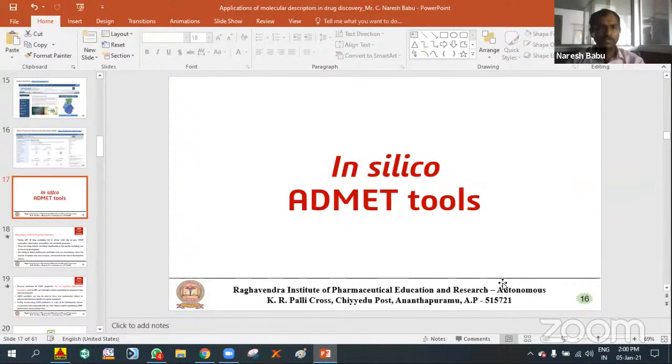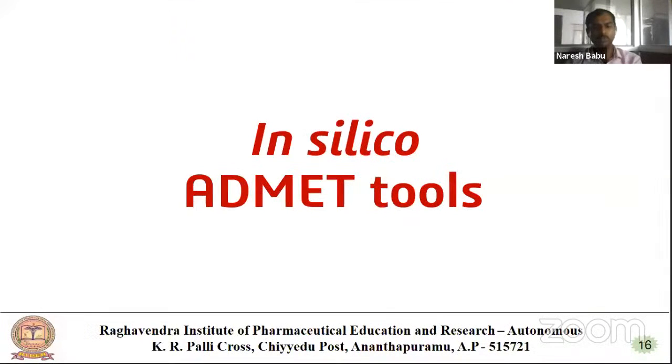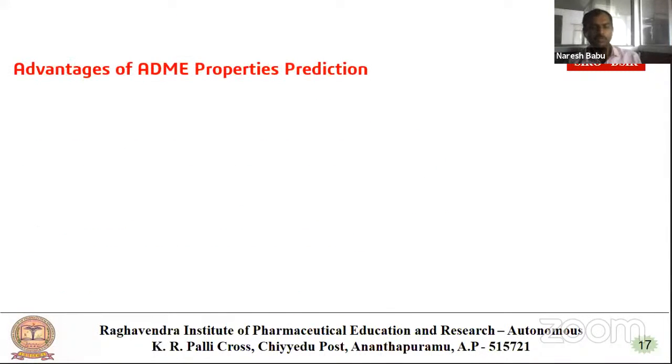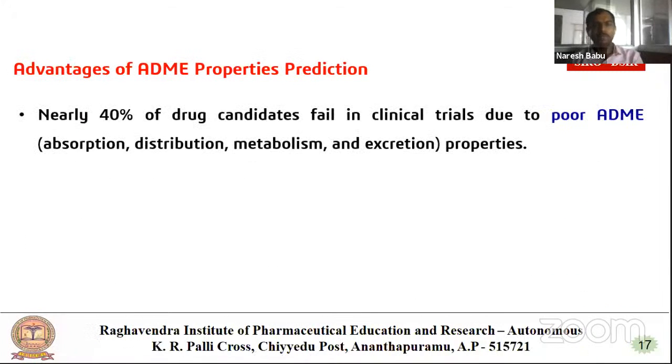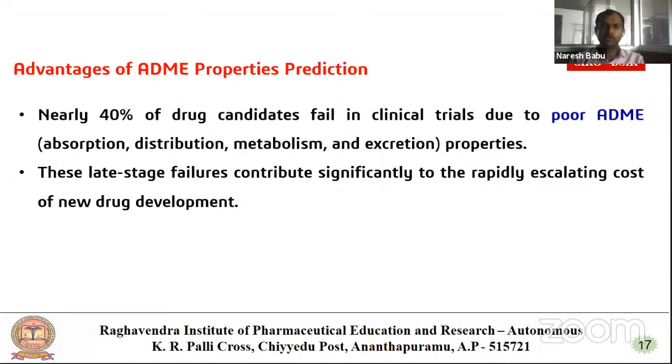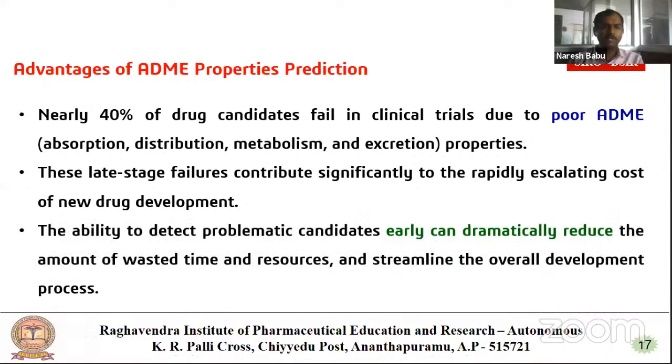So next, coming to the in-silico ADMET studies, that is ADMET tools. Specifically ADMET tools only. So what are the advantages of ADMET property prediction? If you observe, nearly 40% of drug candidates fail in clinical trials due to poor ADME properties. These late stage failures make a big effect on the cost of drug development. The ability to detect these problematic candidates early can dramatically reduce the amount of wasted time and resources and streamline the overall development process.